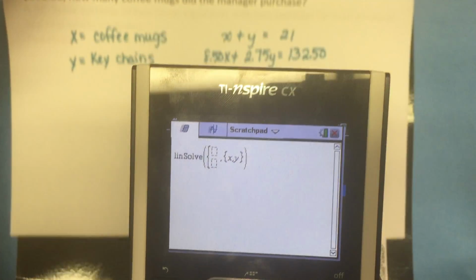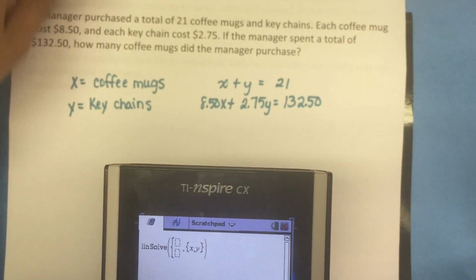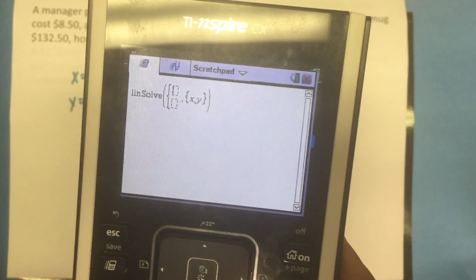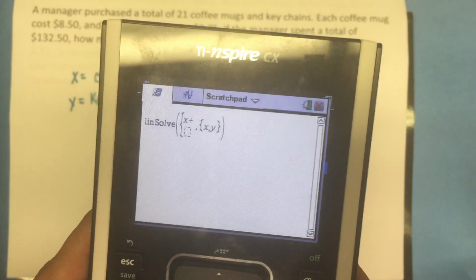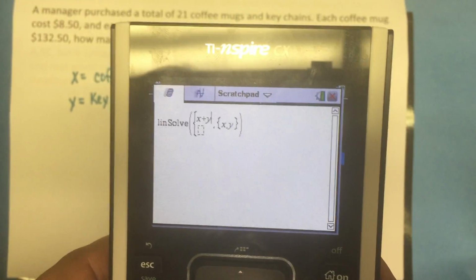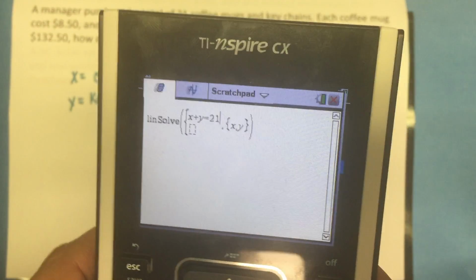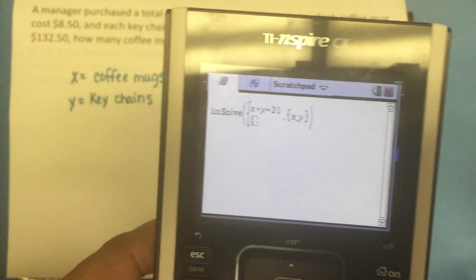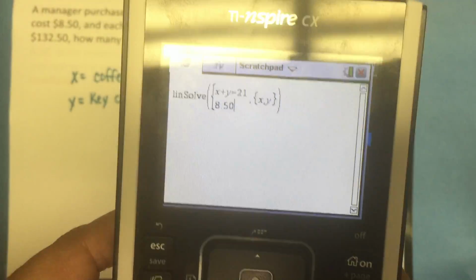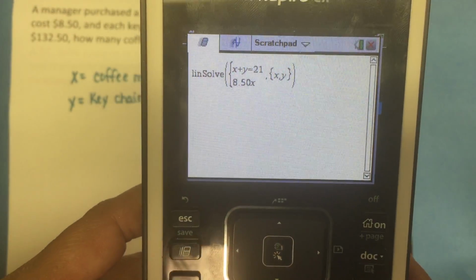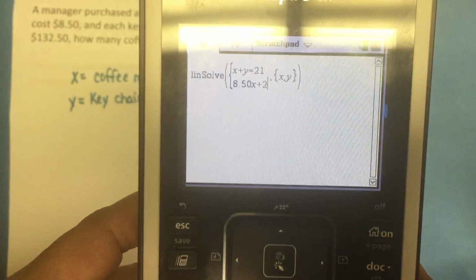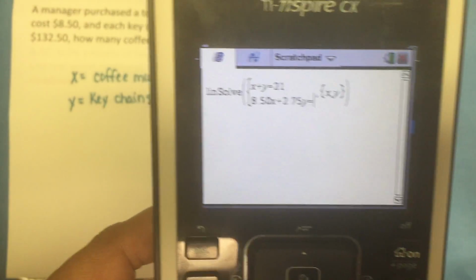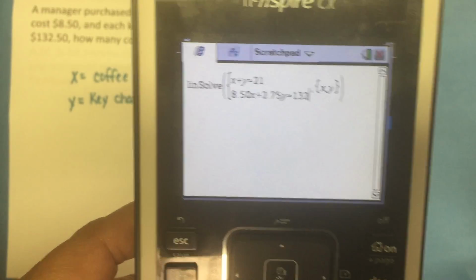I'm going to take the two equations that I set up and enter them here in the calculator. The first equation was X plus Y equals 21. The second equation was 8.50 X plus 2.75 Y equals 132.50.